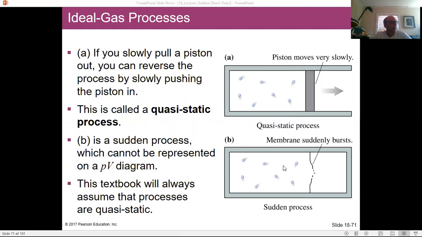On the other hand, instead of having a slidey top, I could just have a membrane, like a piece of rubber or something, and it could suddenly break. In both cases, the volume of the gas is going to increase. Those are both expansions. But the first one is called quasi-static because at all times the pressure and the volume and the temperature are well defined. They have one specific value. Whereas in the second situation, B, that is not the case. We will limit our discussion to quasi-static processes.